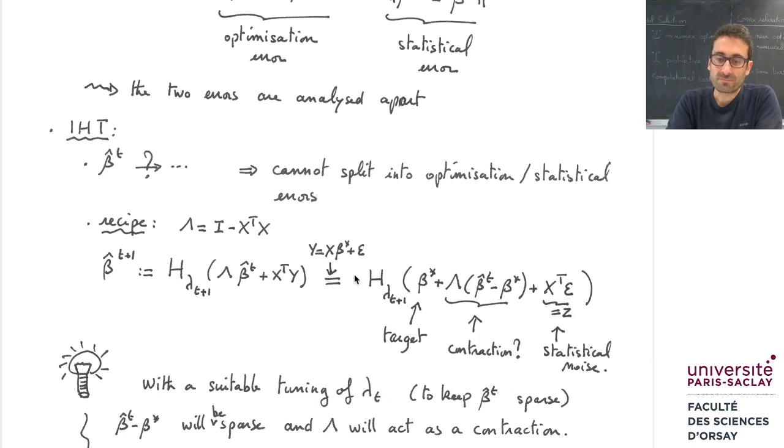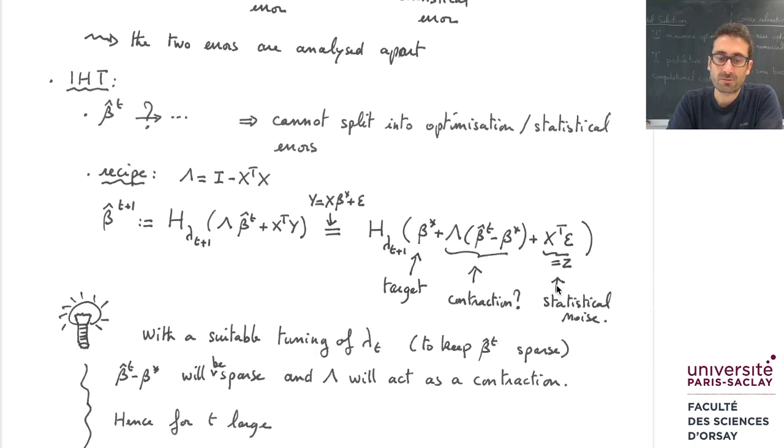Right, so we look at the iterates and we separate three terms in our iterates. The first term is beta star, and this corresponds to our target, right? What will be nice is that beta t plus 1 converges to beta star. Of course we know that it will not be the case because we have a noisy observation. We will not be able to recover exactly beta star, but this is our target, and this is what we want to compare. We want to compare beta at t plus 1 to beta star.